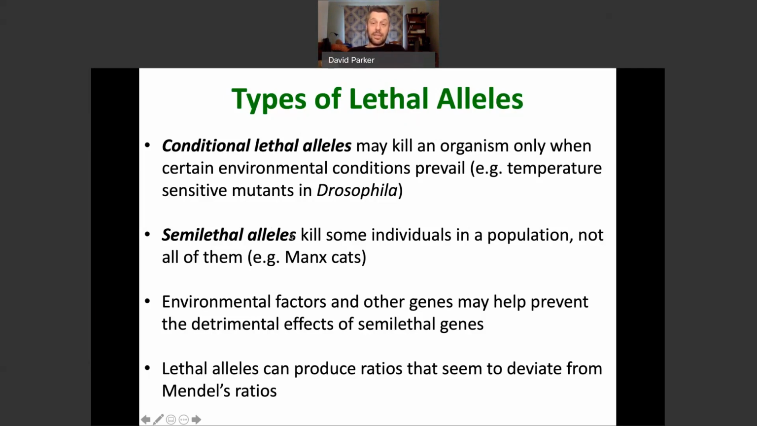Semi-lethal alleles kill some individuals of the population, but not all of them. An example of that is Manx cats, which we'll look at in just a second. Why could alleles be semi-lethal in some cases? Sometimes environmental factors and other genes can prevent them becoming completely lethal. It just depends on the gene and the allele. But lethal alleles themselves and semi-lethal alleles can cause ratios that seem to deviate from Mendel in some way.